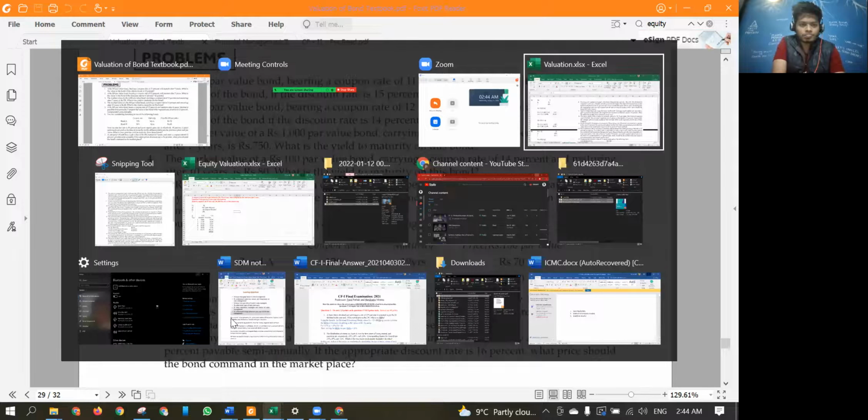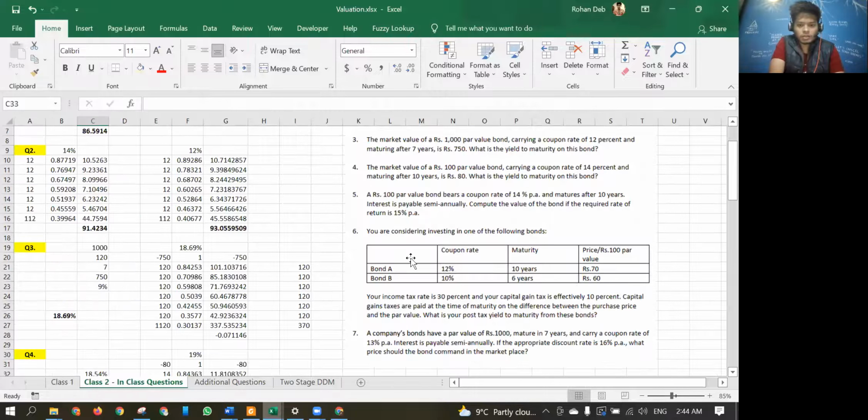Question number 6 says that you are considering investing in one of the following bonds. Bond A has a coupon rate of 12%, maturity 10 years, and price per 100 rupees par value is 70. Bond B has a coupon rate of 10%, maturity 6 years, and the price is 60 rupees per 100 rupees par value. Your income tax rate is 30% and your capital gain is effectively 10%. Capital gains are paid at the time of maturity, on the difference between the purchase price and the par value. So this 70 and 100, so 30 rupees, you have to pay a capital gain of 10%.